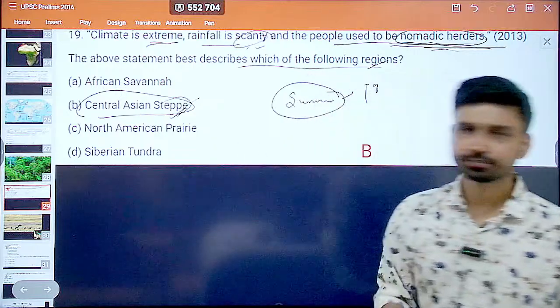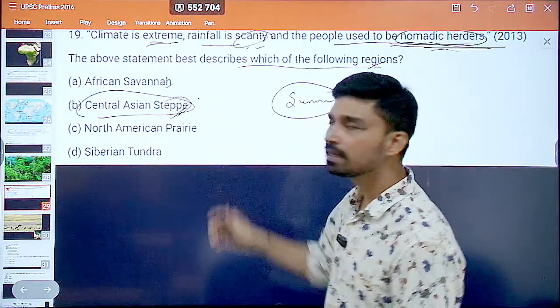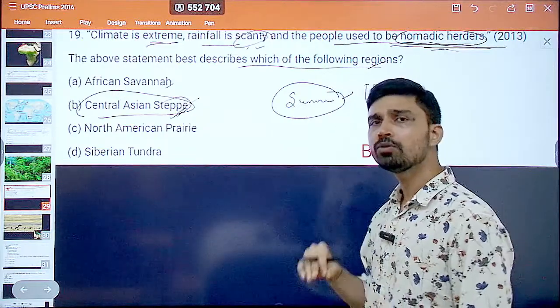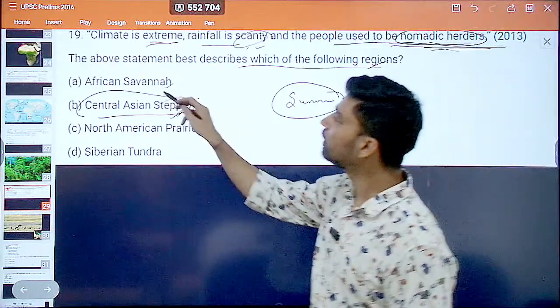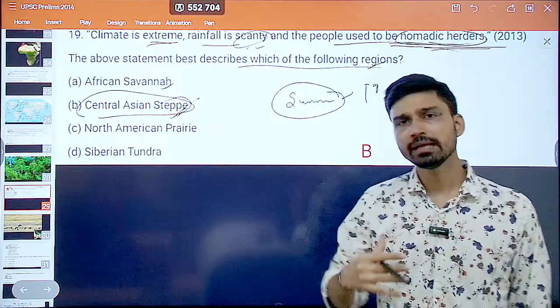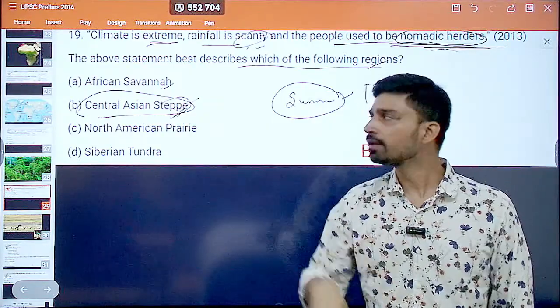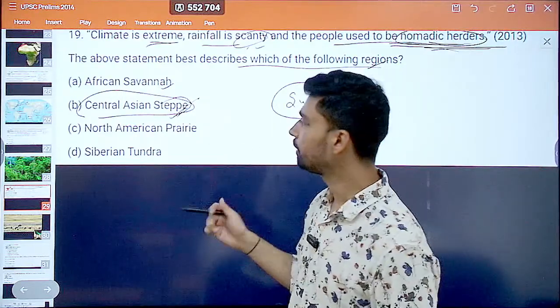The African savanna climate is not extreme in the sense that these are grasslands. Why are they grasslands? Because some amount of rainfall happens here. Rainfall is not scanty. Plus, people living in the savanna are hunting and gathering people. They live in a particular area where they used to hunt the animals, and nowadays they are also getting engaged in herding activities, cattle-based activity.